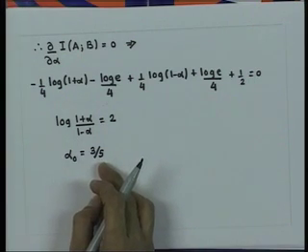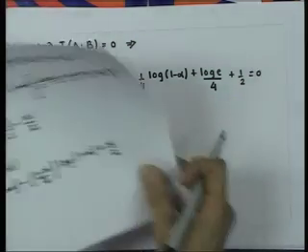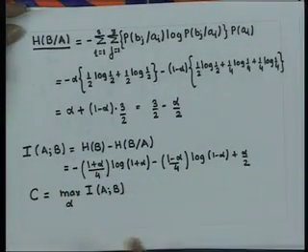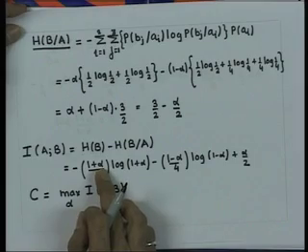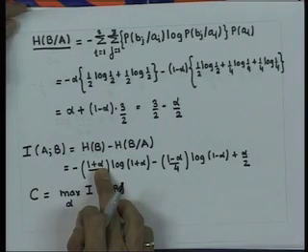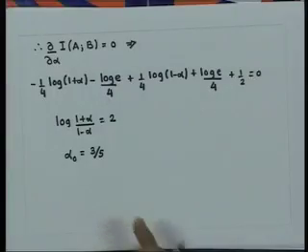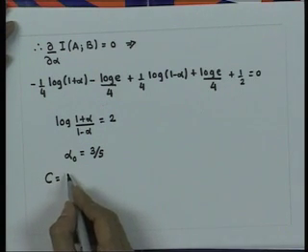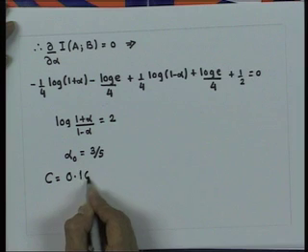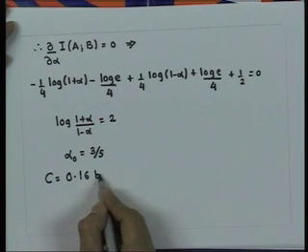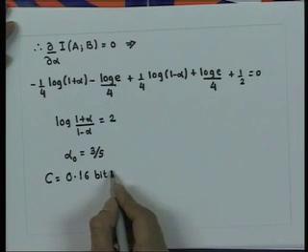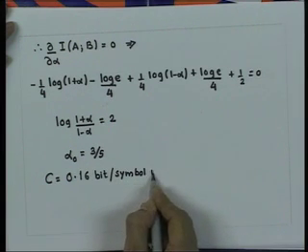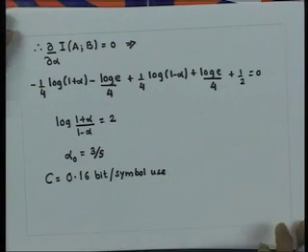If we plug in this value into the mutual information, which is given by this expression, where alpha is substituted by alpha naught, that is the optimum value, then we get the channel capacity as 0.16 bit per symbol use.